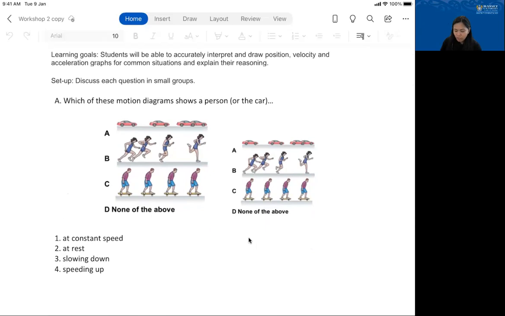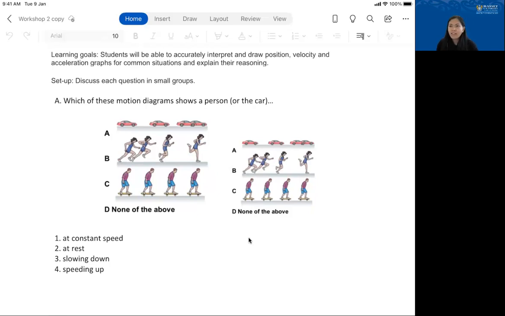So here we're given a motion diagram, and we want to determine which motion diagram corresponds to these situations: constant speed, at rest, slowing down, and speeding up. So for the first situation, constant speed, which diagram do you think corresponds to an object that's moving at constant speed?